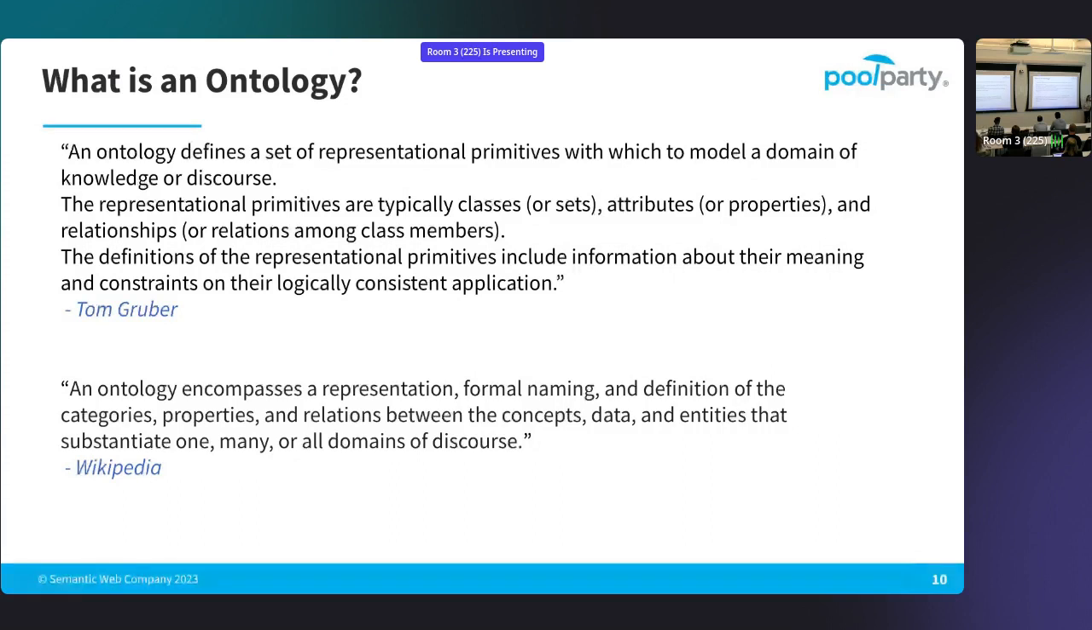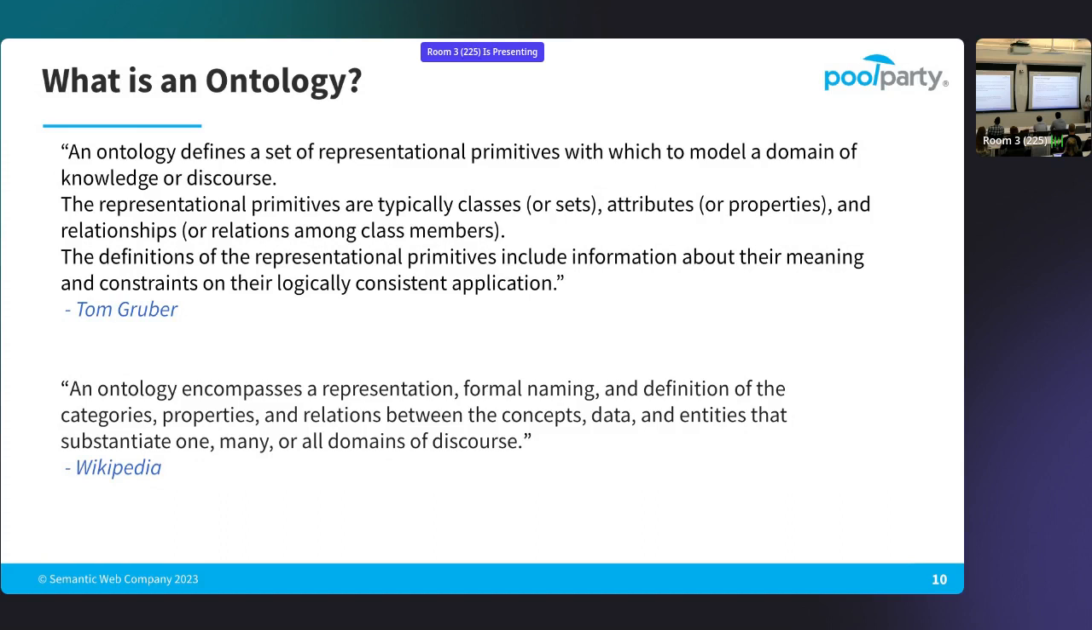Okay, so in ontology, I usually go back to the definition by Tom Gruber, in the modern information and knowledge management sense of ontologies, not philosophy. And then, of course, there's a connection with computer science as well. It's modeling a domain of knowledge with primitives, something very fundamental, as classes or sets, attributes or properties, and relations, which include information about their meaning and constraints. And that's also quite interesting, on their logically consistent application.